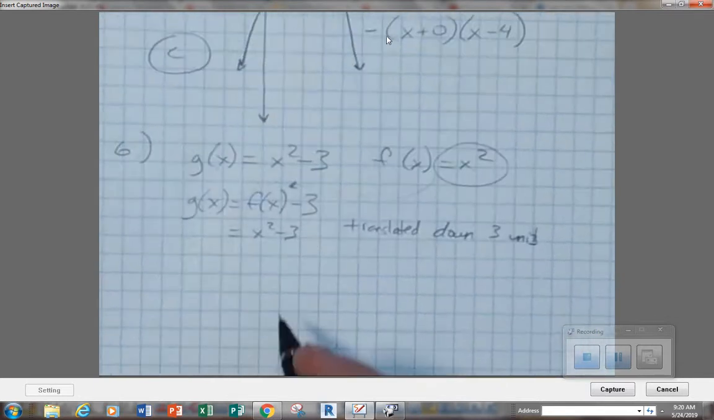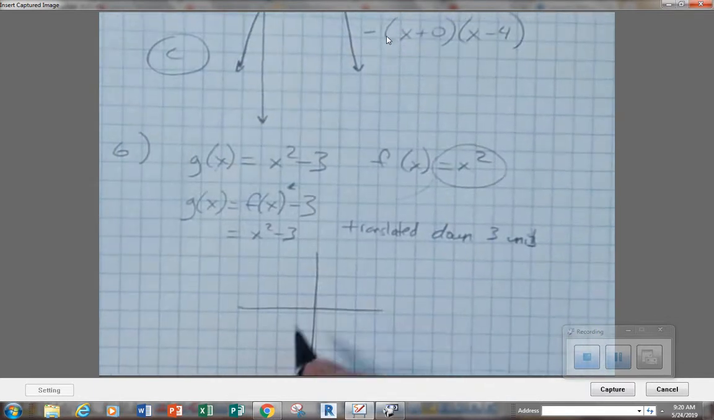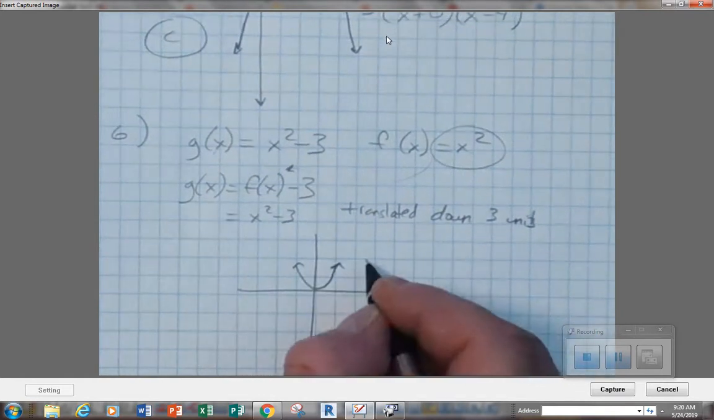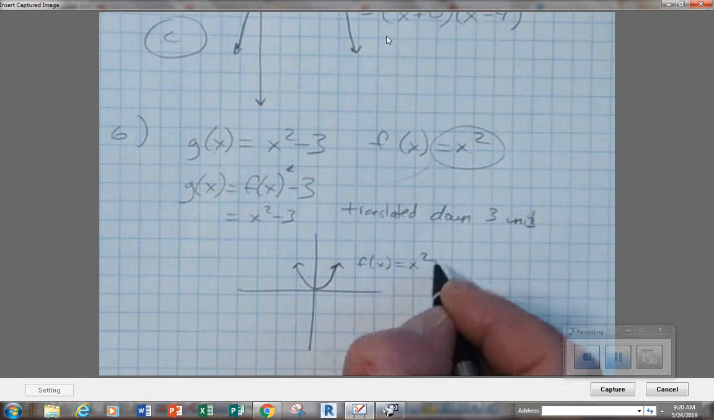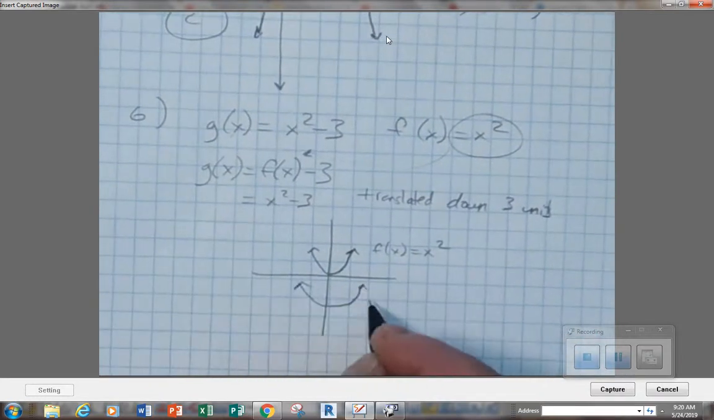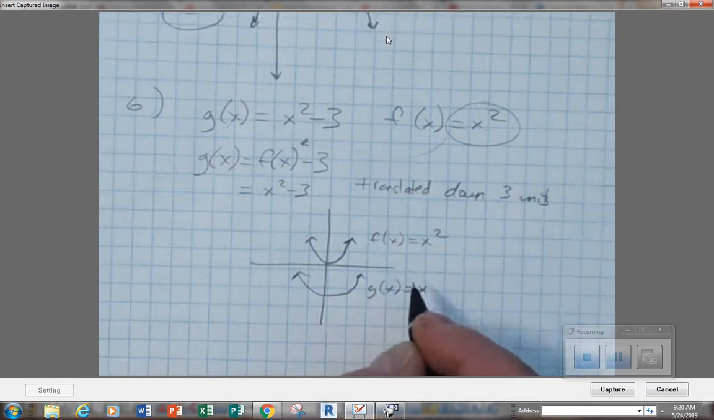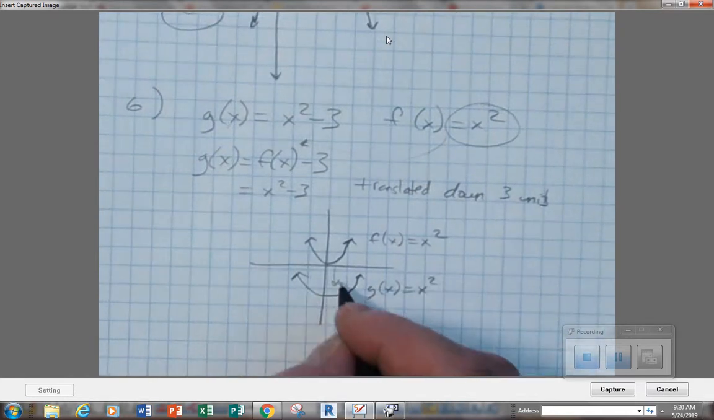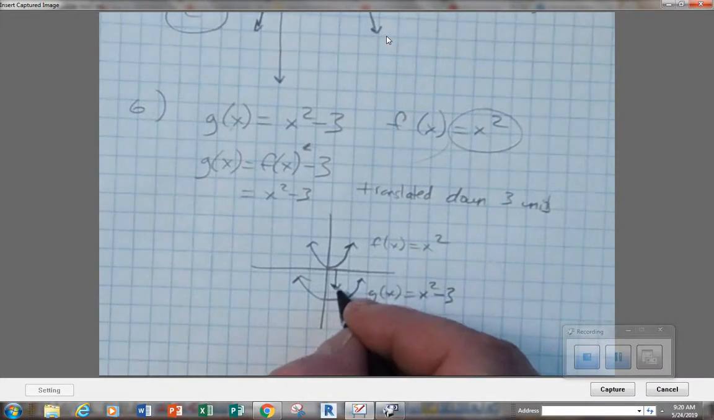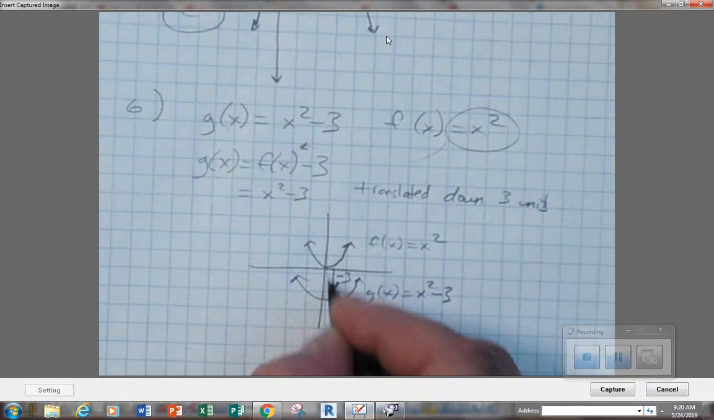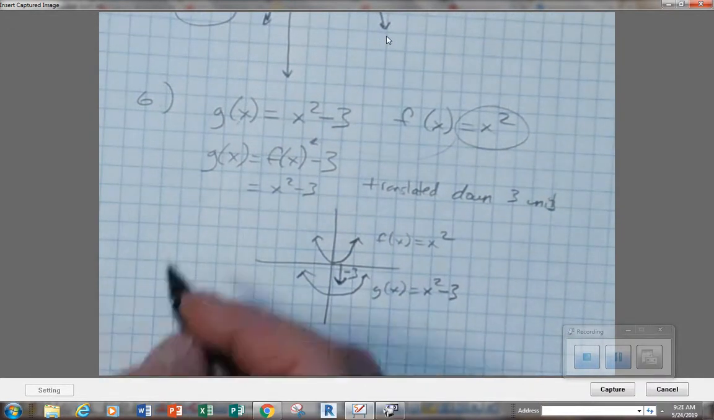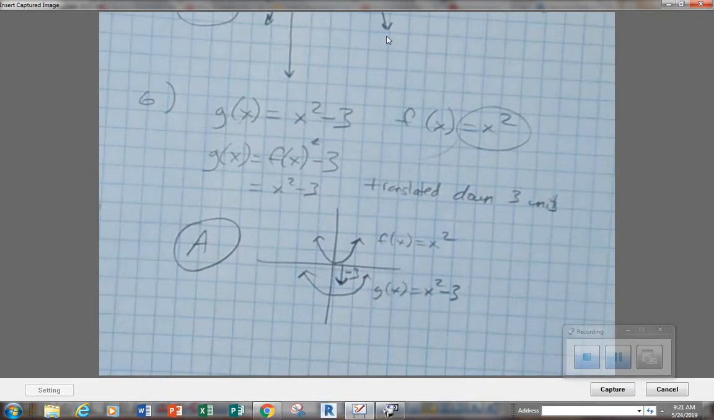Which means the way this graph looks, I have x squared right here. That is f of x. The new g of x is this one down here, which is the original x squared graph, but shifted down 3 units to get this down here. That is the vertical shift going down 3 units to get my new g of x. So 6 is choice A.